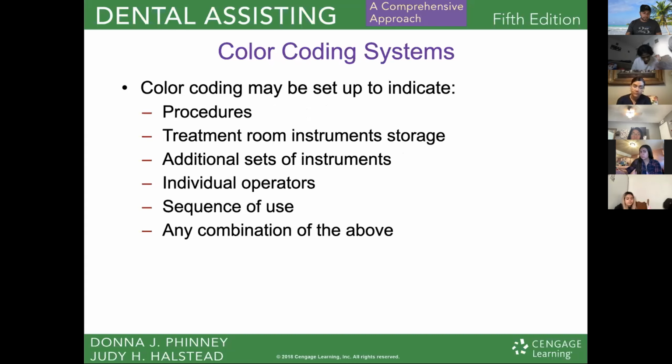Color coding makes it easy to identify instruments and trays. So it's important that the materials used for the color coding are autoclavable and durable. Types of materials used for color coding include plastic rings, sometimes rubber rings, like little tiny rubber bands, and color coding tape. So let's say we have an instrument kit that's used for composites, another instrument kit used for hygienists, like cleaning instruments, another one used for root canals, another for crowns, another for amalgams, right?